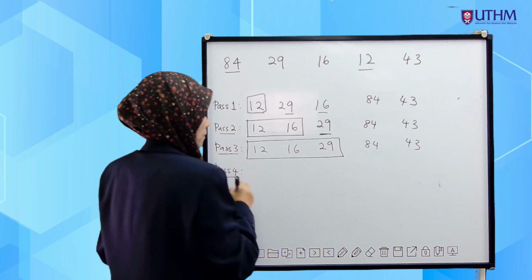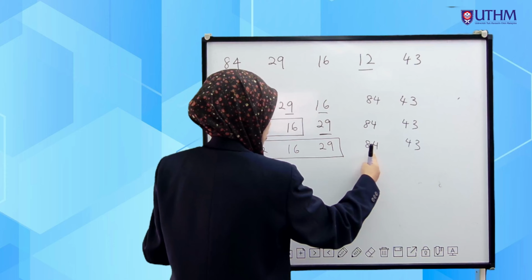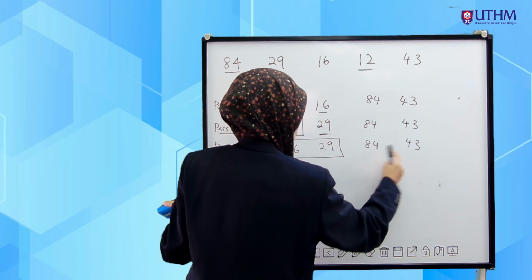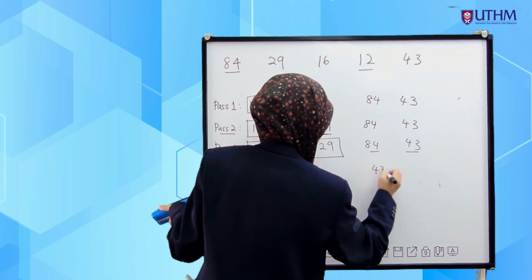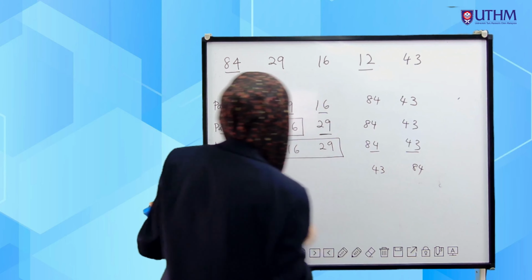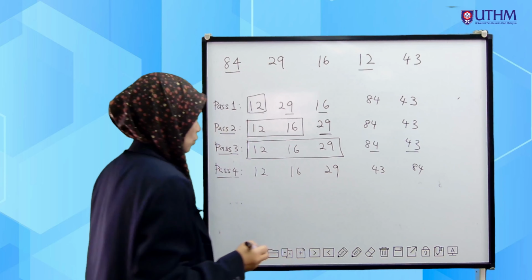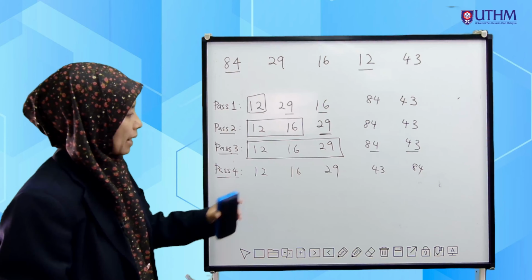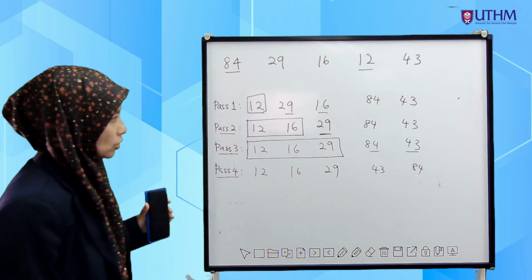In pass 4, this is our fourth position. We have to swap these two, so you will get 43 here and 84 here. The rest is the same. After the fourth pass, all of these values are already in sorted order.